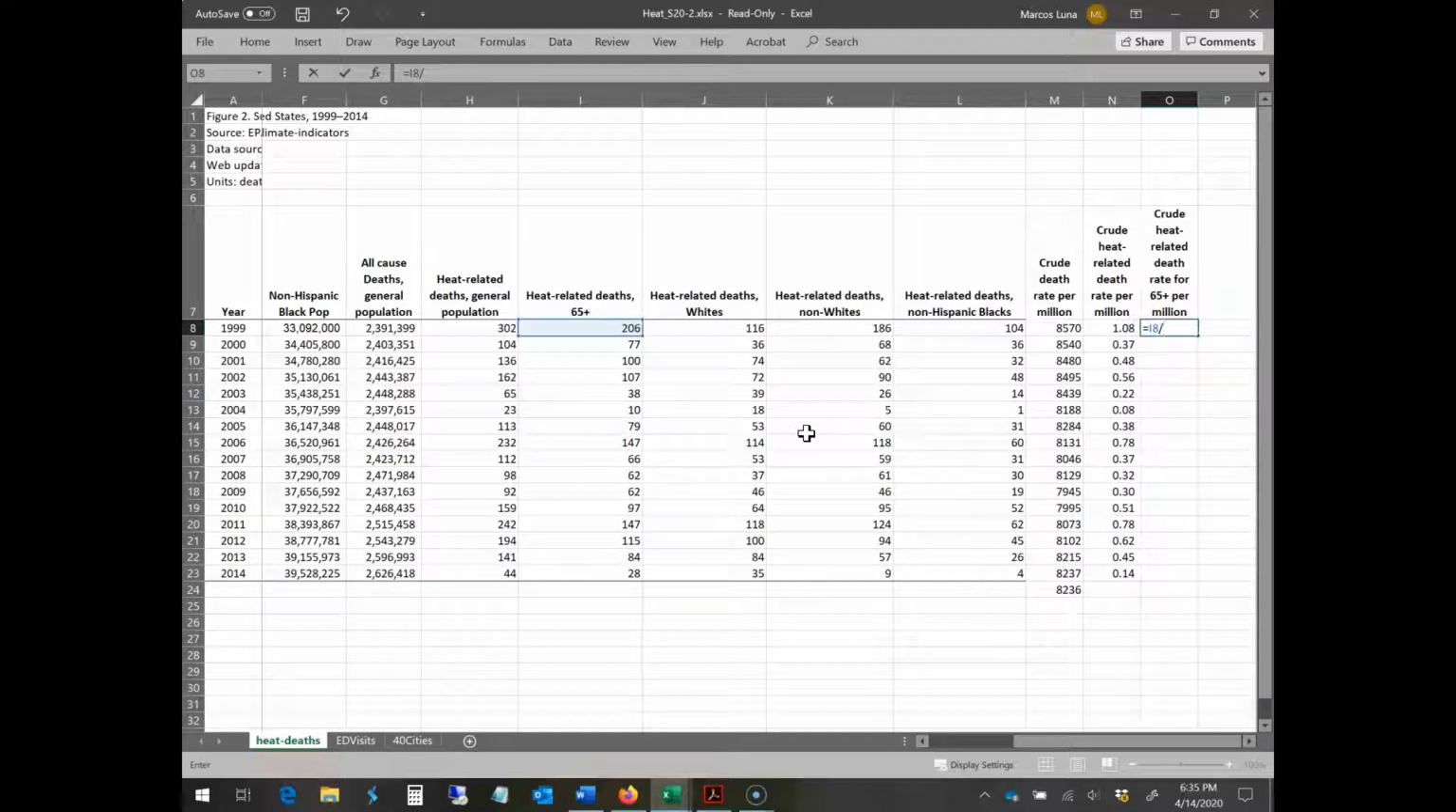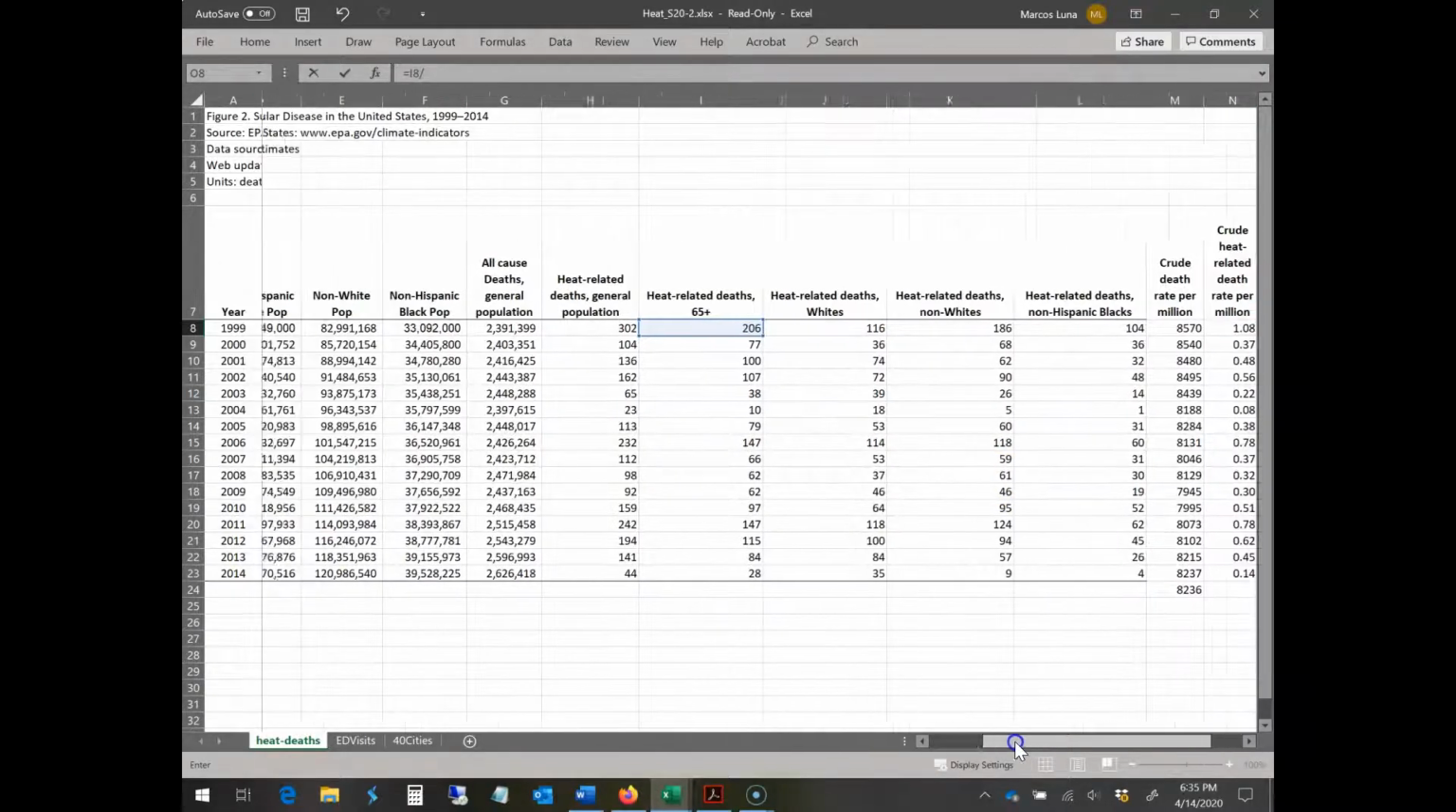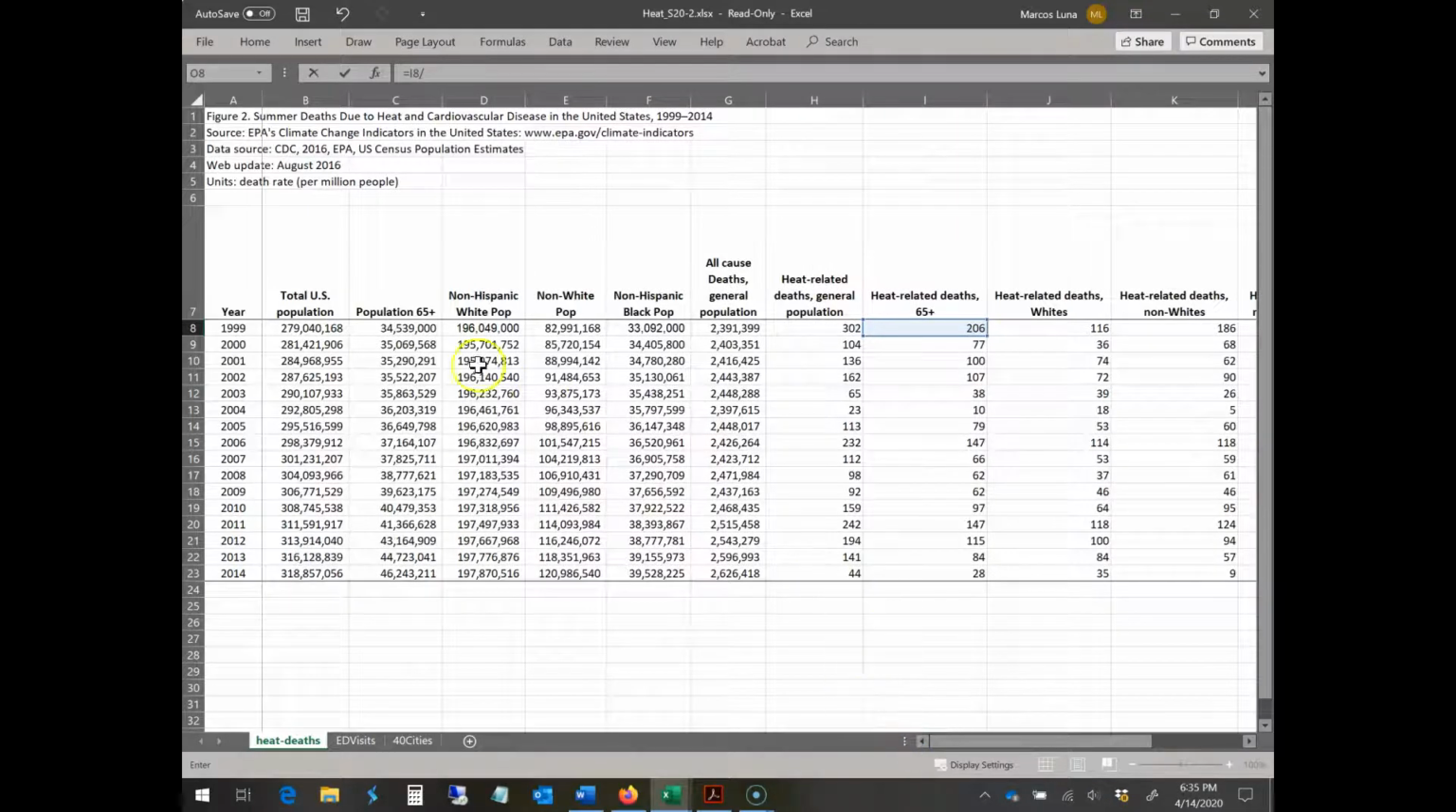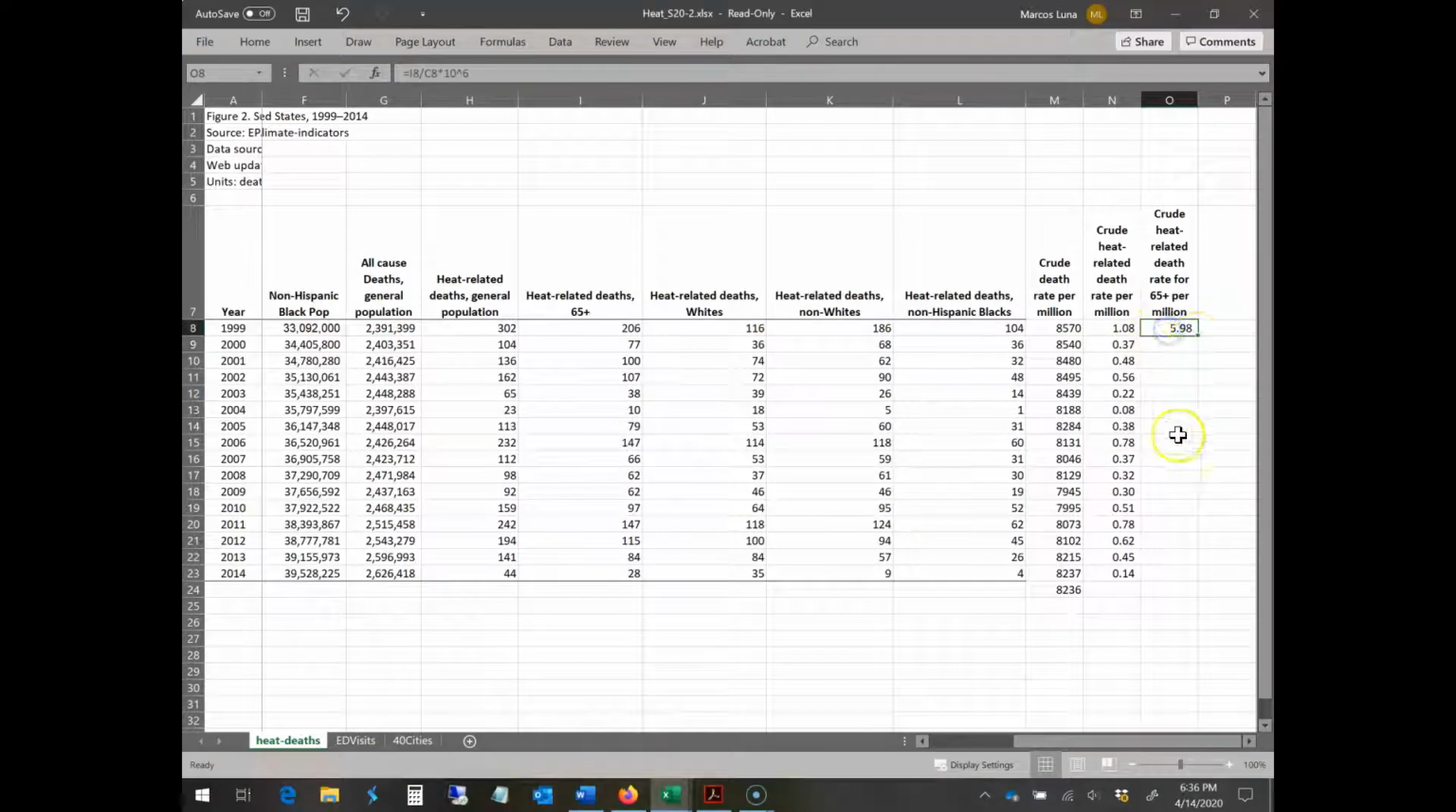Now here we have to be careful, right? You can't be someone who died from heat at 65 and older unless you were 65 and older, right? So the population that's at risk has to be the population who are 65 and older. So rather than using the total population, we're using the population who are 65 plus, right? So that's really important, to use the proper denominator, the proper population comparison. But once you've got that, the last bit's the same. You multiply again by 1,000,000, right? 10 to the 6th. And we hit enter, and we get our value.